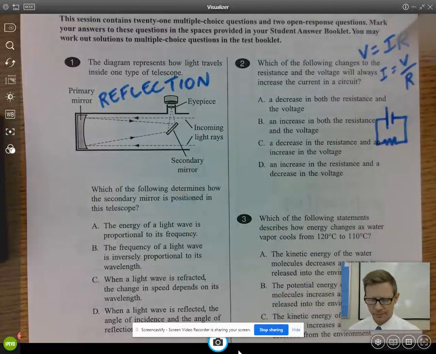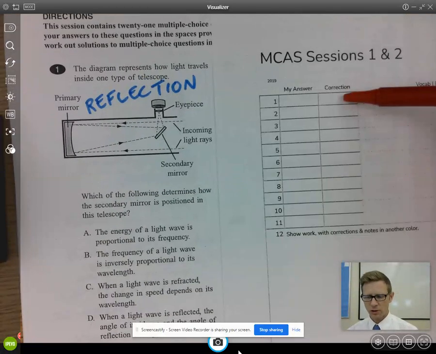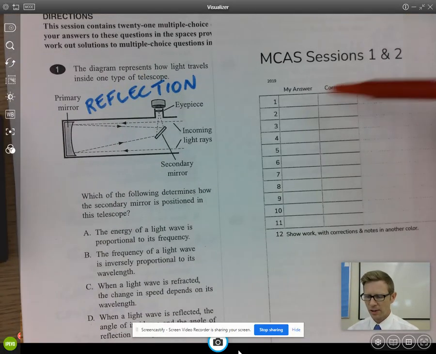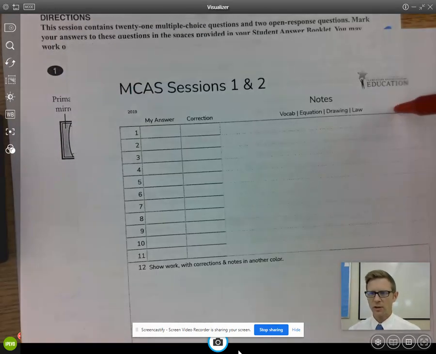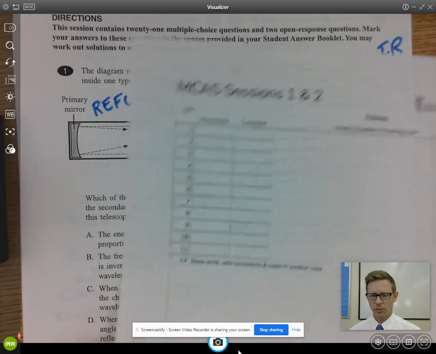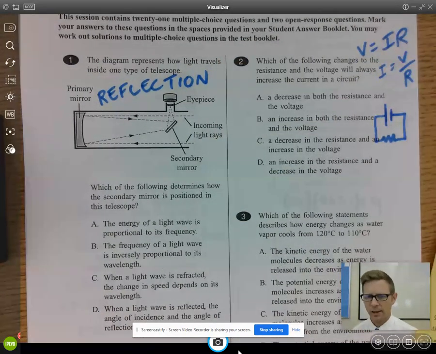So, number one, from session one, you can put your answers. You're going to compare my correction to your answer on the answer sheet, and you'll take a lot of your notes here. As much as possible, take your notes here so that you have one sheet to use. Even though, yes, I am going to write on here so you understand the context.